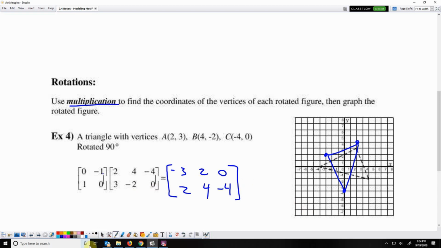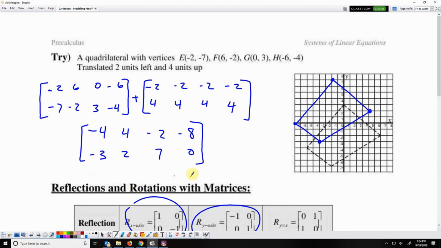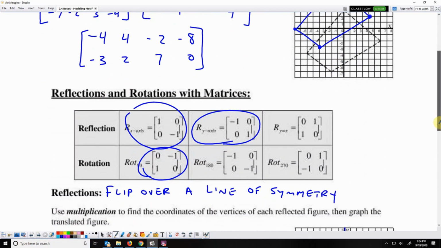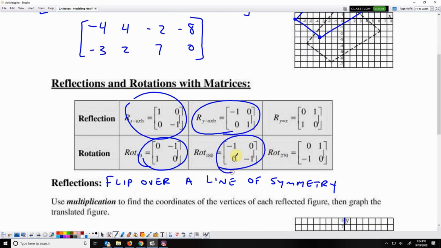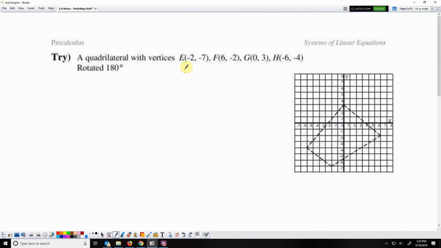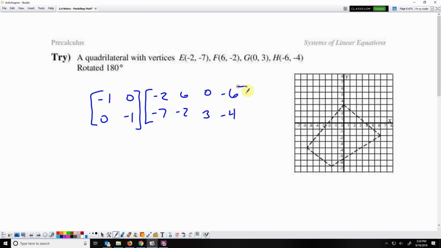And in our last problem, we're going to rotate 180 degrees. So we'll go back to our chart here. Rotation of 180 degrees, negative 1, 0, 0, negative 1. So we're going to rotate this 180 degrees. So that matrix again was negative 1, 0, 0, negative 1. Negative 2, negative 7, 6, negative 2, 0, 3, and negative 6, negative 4.